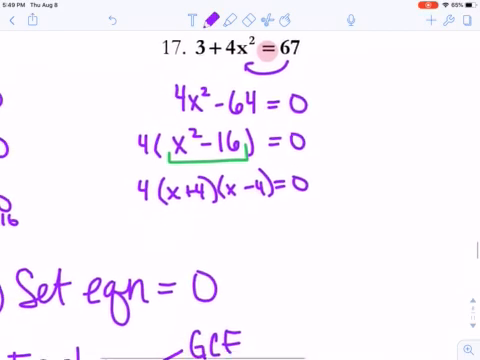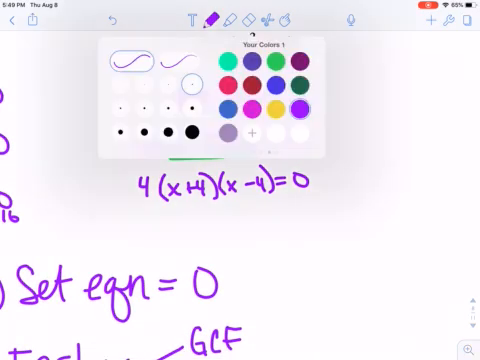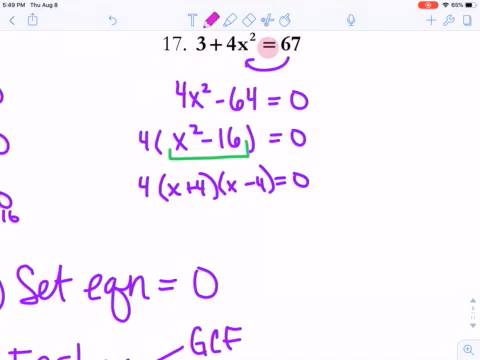And now I'm going to set each of the factors equal to 0. So this is where you have to be really careful. Only factors that have x in it can be set equal to 0 because we're solving for x.